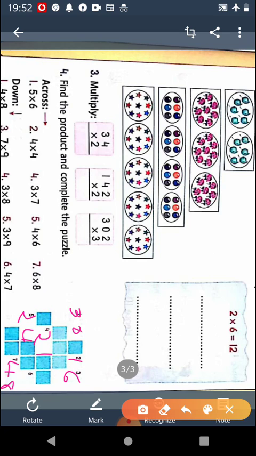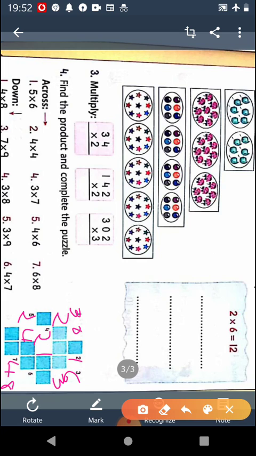Now down. Down number 1 is 4 into 8. 4 8s are 32. 3 is already here. 32. Then third is 7 into 9. 7 9s are 63. 6 is already written. We write 3 in the next box. Then fourth is 3 into 8. 3 8s are 24. 24 is already written.